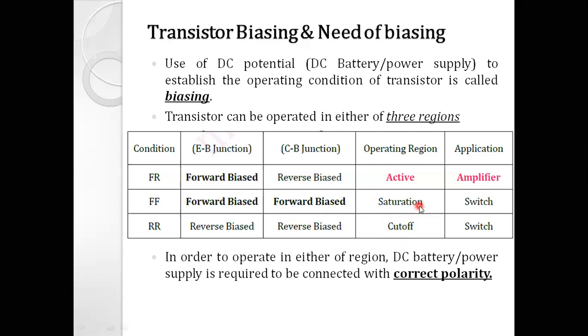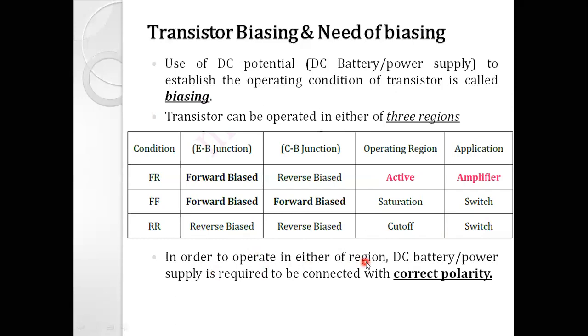Similarly, another condition for the switching operation is the cutoff region. In one of the conditions, the switch behaves as a closed circuit or closed switch, and in another condition, the switch behaves as an open circuit, that is an off switch. So when the emitter base junction is in the reverse bias condition and the collector base junction is also in the reverse bias condition, then that transistor is operated in the cutoff region, that gives us the second position for the switch.